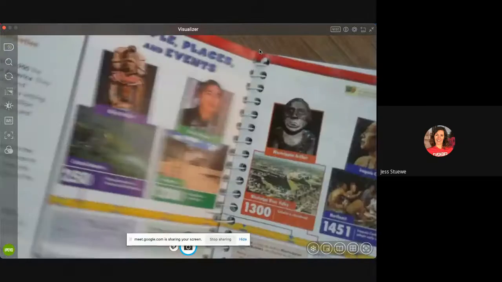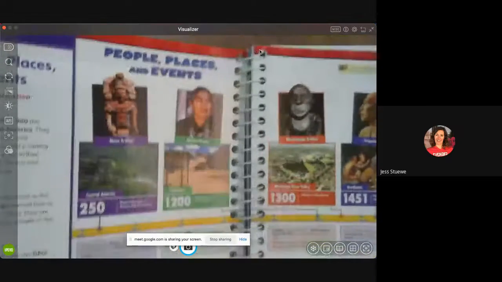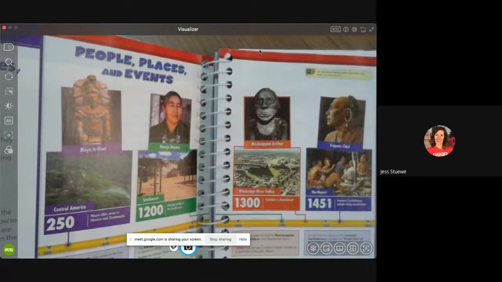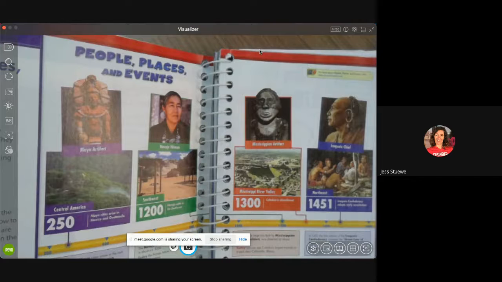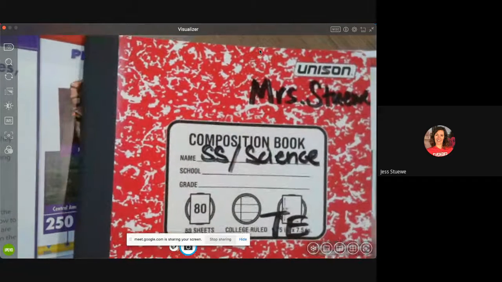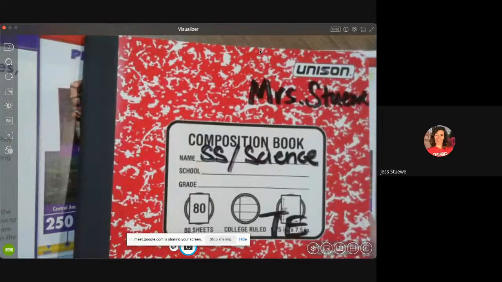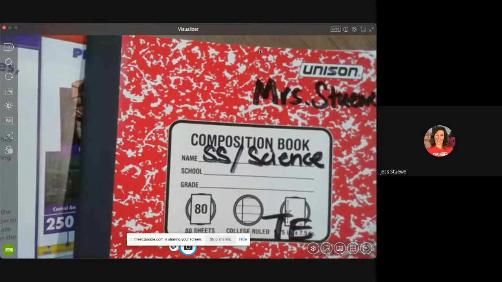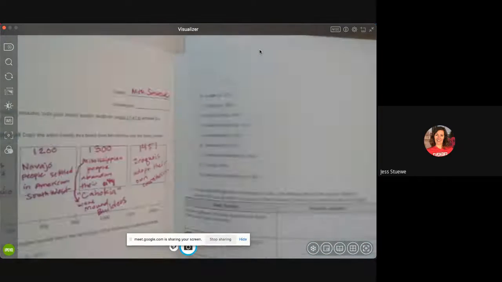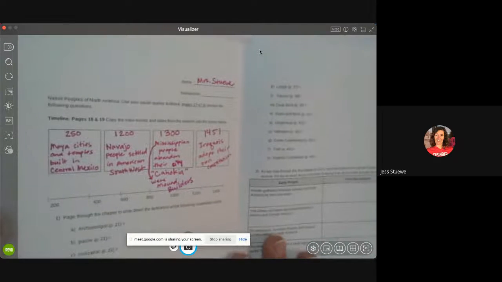Guys, can you please open your textbook to where we left off? Here, page 18. Page 18, and in your, oh, you know what? I lied. We're going to need our social studies notebook too. Social studies notebook. We left off here.